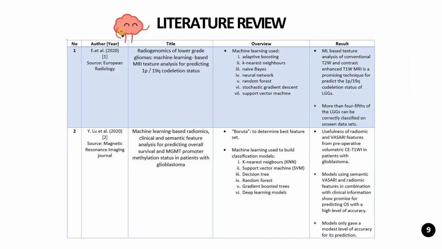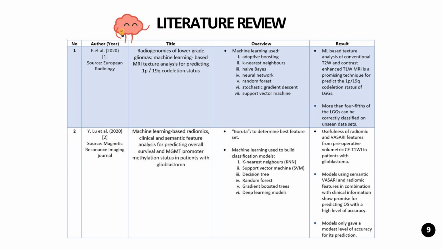For the literature review, based on previous papers, for example, the first paper published in 2020, the title is Radiogenomics of Lower Grade Gliomas, Machine Learning Based MRI Texture Analysis for Predicting the Correlation Status. For this paper, they use traditional machine learning.